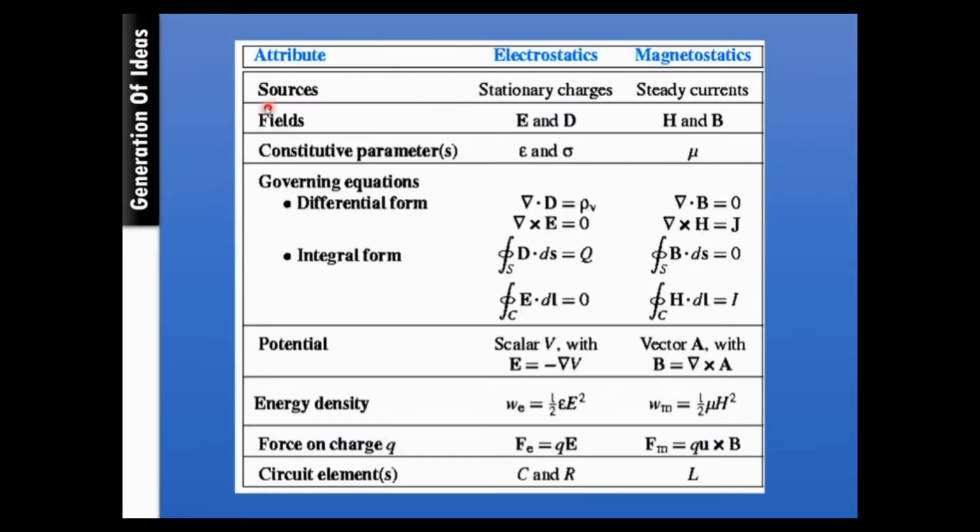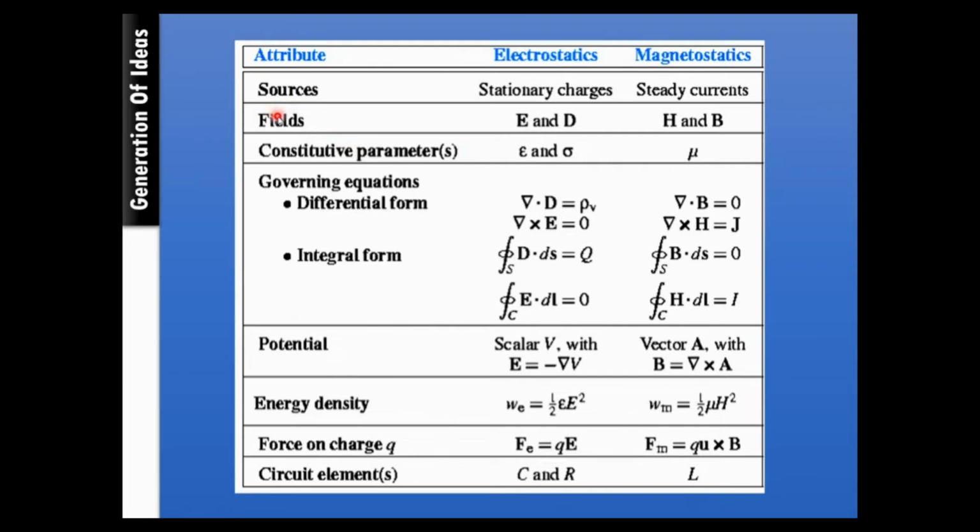So let's look at the attributes of electrostatics and magnetostatics. In the first chapter, we learned about electrostatics, which is produced by stationary charges, protons, electrons. And magnetostatics is produced by steady currents. When you have a DC current flowing in the wires, it generates the magnetic field, all right?